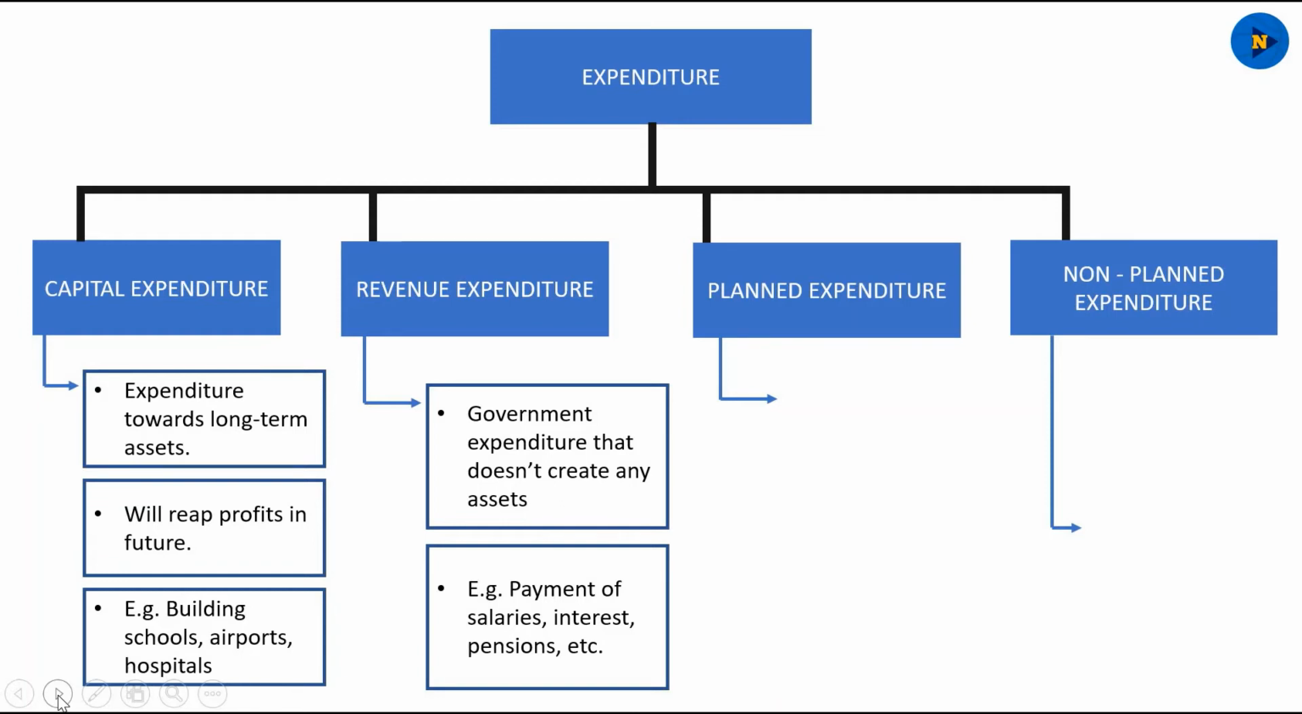And of course, the government also gets loans from various different countries or the RBI, and they have to pay interest on these loans too. So that's the difference between capital and revenue expenditure.